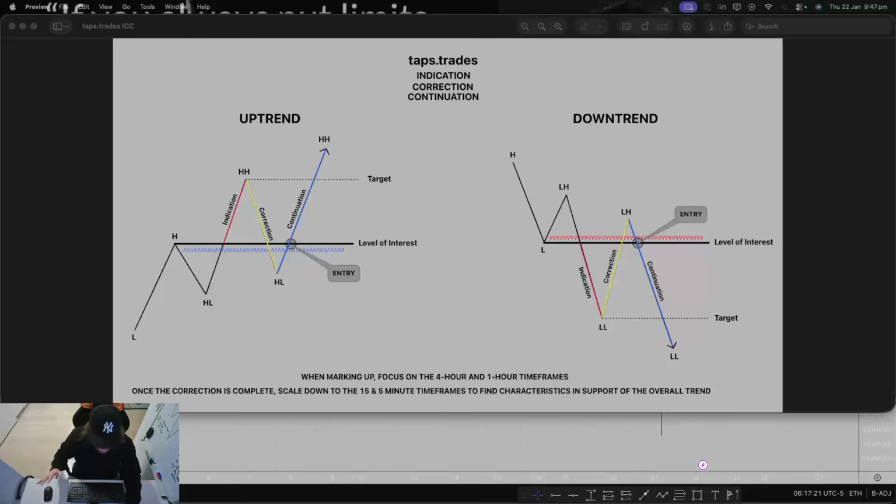But let's run through the strategy. So again, those that are new, feel free to tune in. Those that are familiar with the strategy, you can skip this section for the moment, and then we can get into the trade setup that happened on Nasdaq.